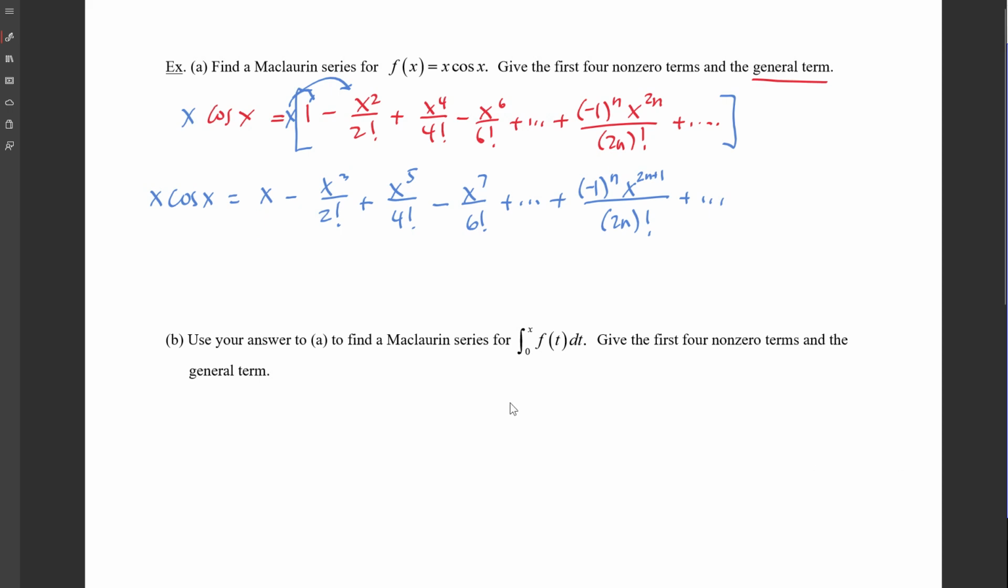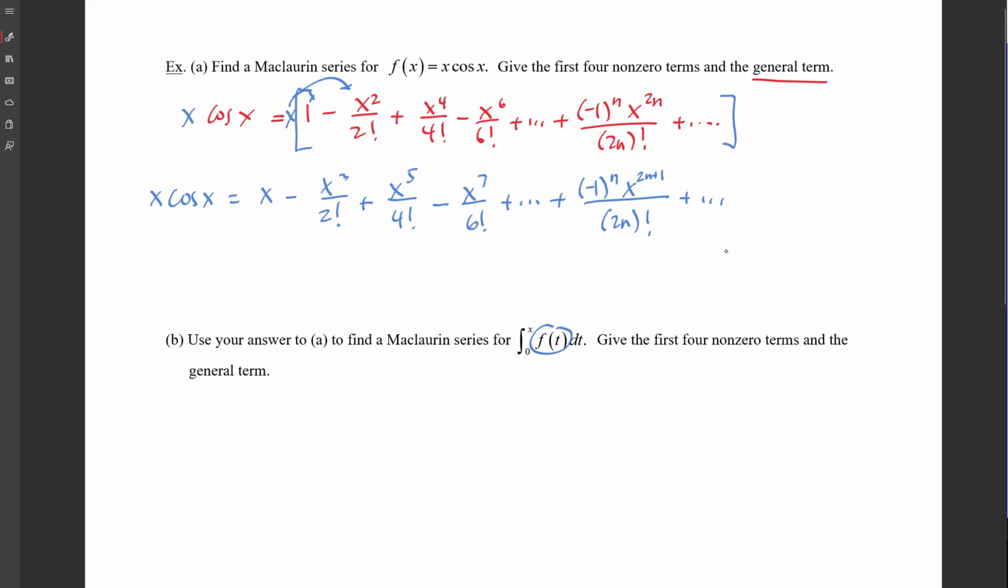All right. Then it says, use my answer in A to find the Maclaurin series for the integral of f(t) dt. Give the first 4 non-zero terms and the general term. All right. So this is really saying you can take the integral of both sides. All right. What is my f(t) dt? Well, my f(t) is just my f of x, with t's in there instead of x's. So let me just rewrite this with t's.